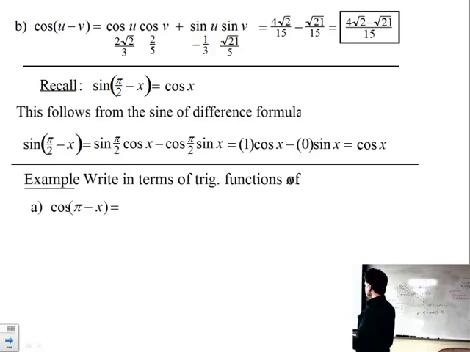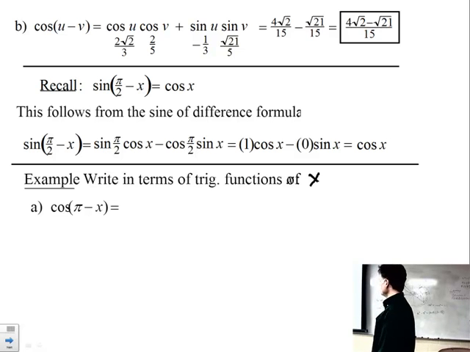So let's write this in terms of trig functions of x. There should be an x there. There is an x there, it's just in the wrong place. It's in the circle. Somehow it got moved to the circle.